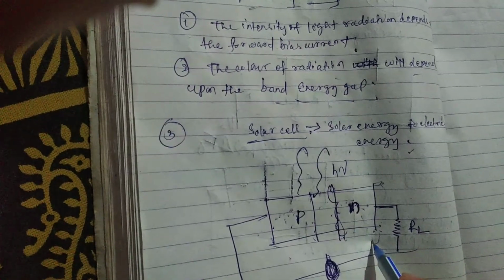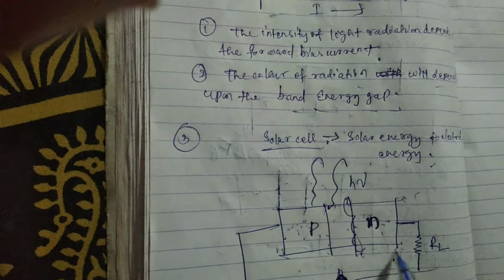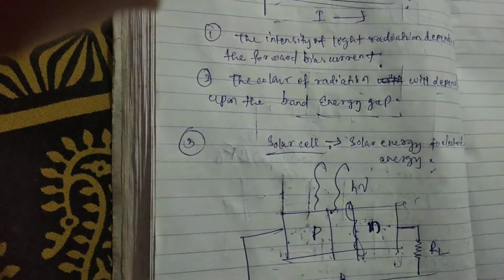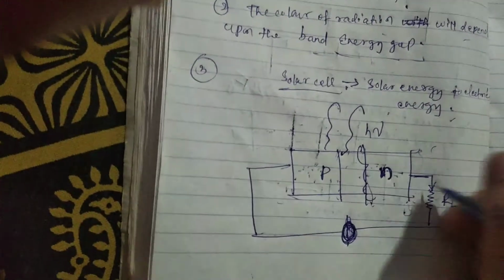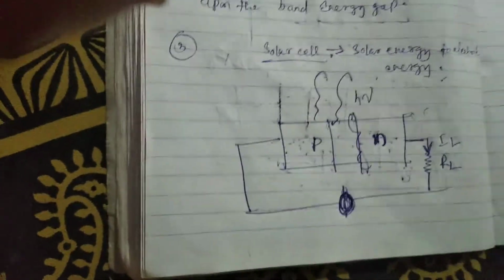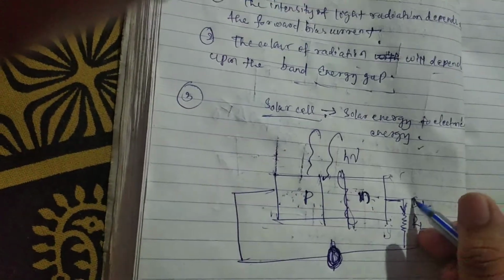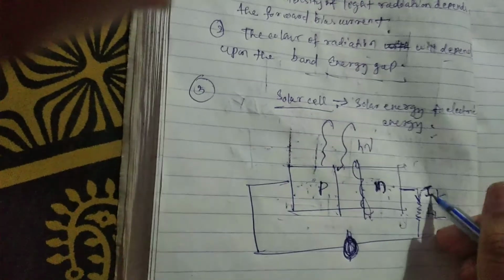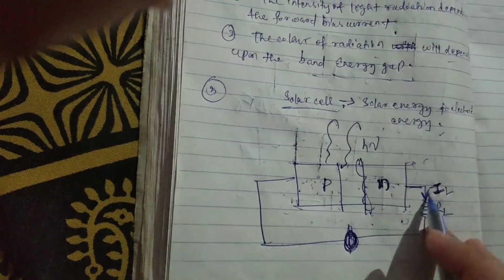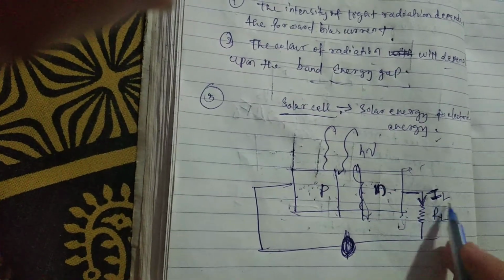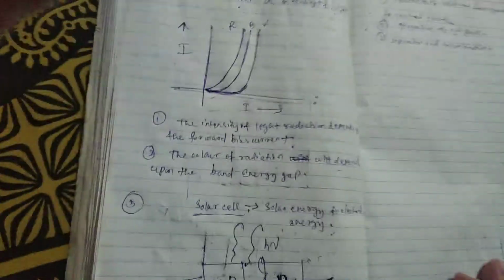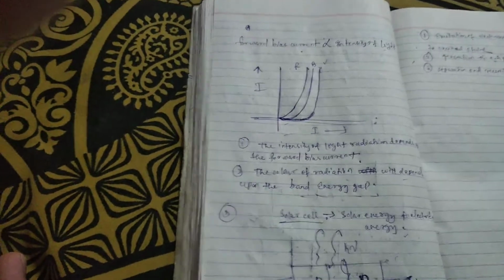Due to the production of the photovoltage, a current will take place. Here the generation of photo current will take place. So due to the generation of photovoltage, the photo current will exist. So this is how a solar cell works. It converts solar energy to electrical energy. Here a photo current will exist due to this solar energy.